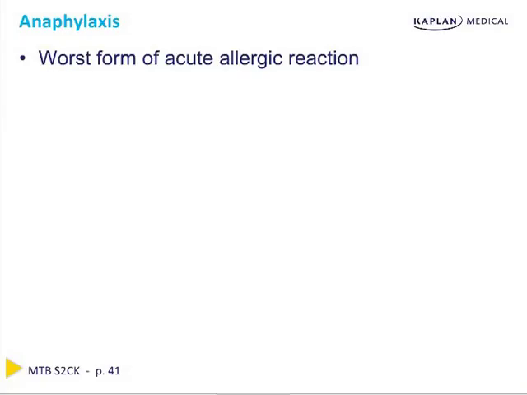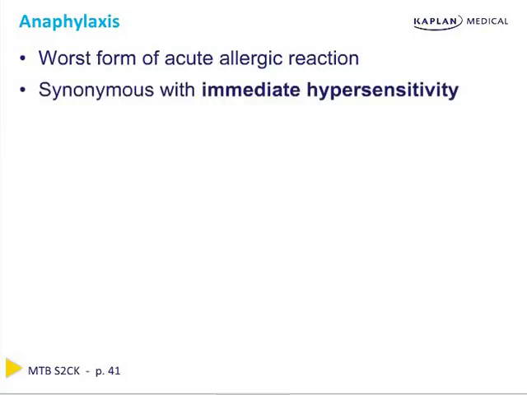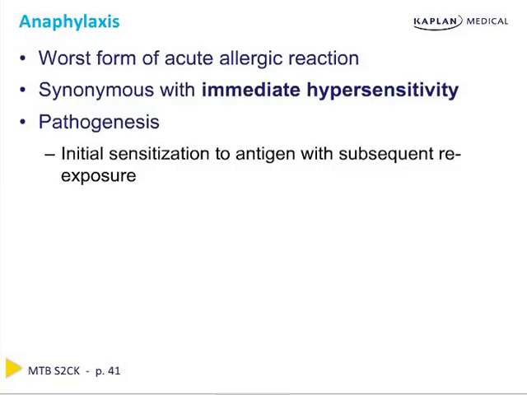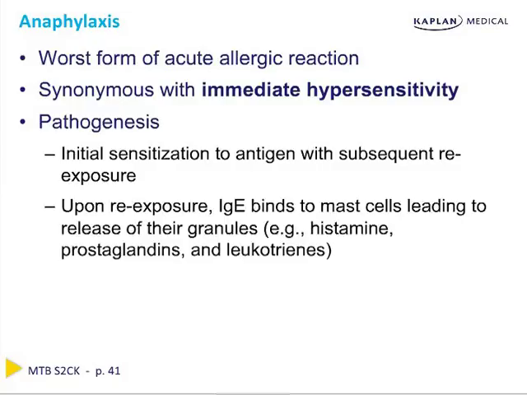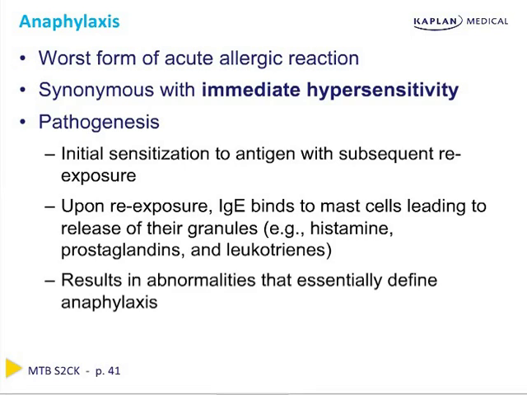Anaphylaxis is the worst form of an acute allergic reaction. Physicians are deathly afraid of it because, quite simply, it can cause death. It is synonymous with an immediate hypersensitivity. It starts with an initial sensitization to an antigen. This results later in hypersensitivity. You become re-exposed, you release chemicals, and these abnormalities define the syndrome of anaphylaxis.